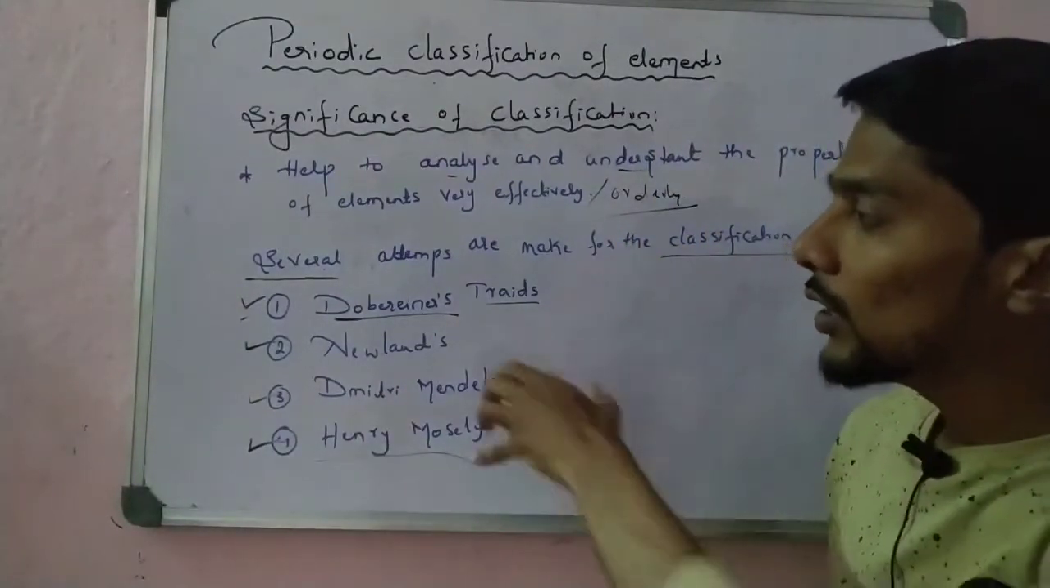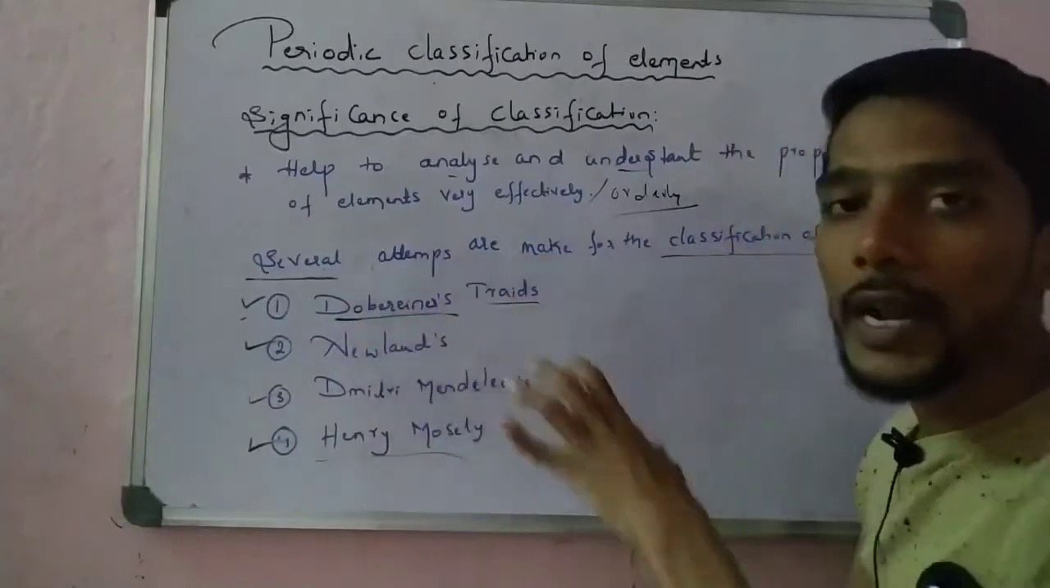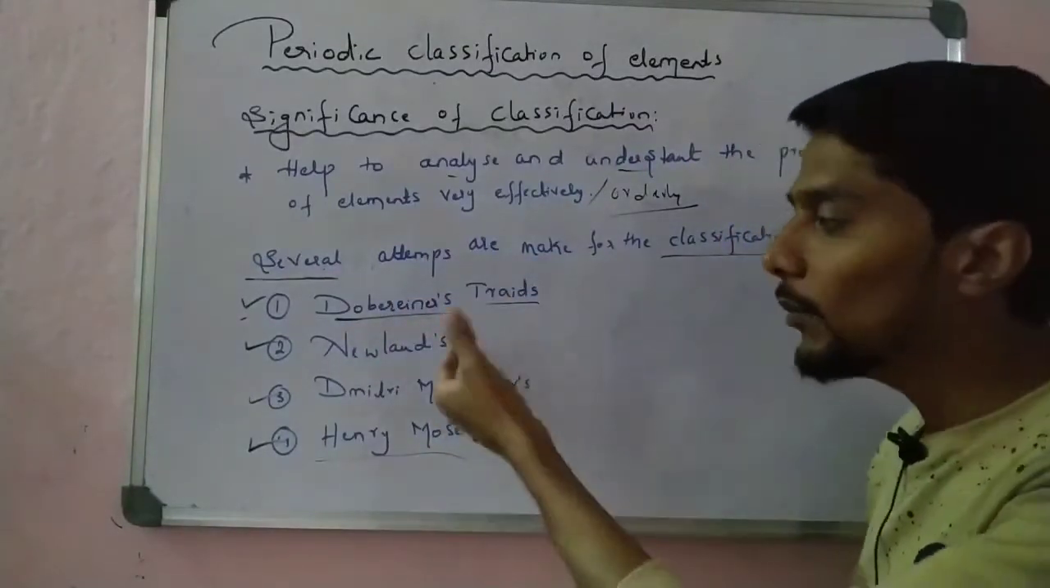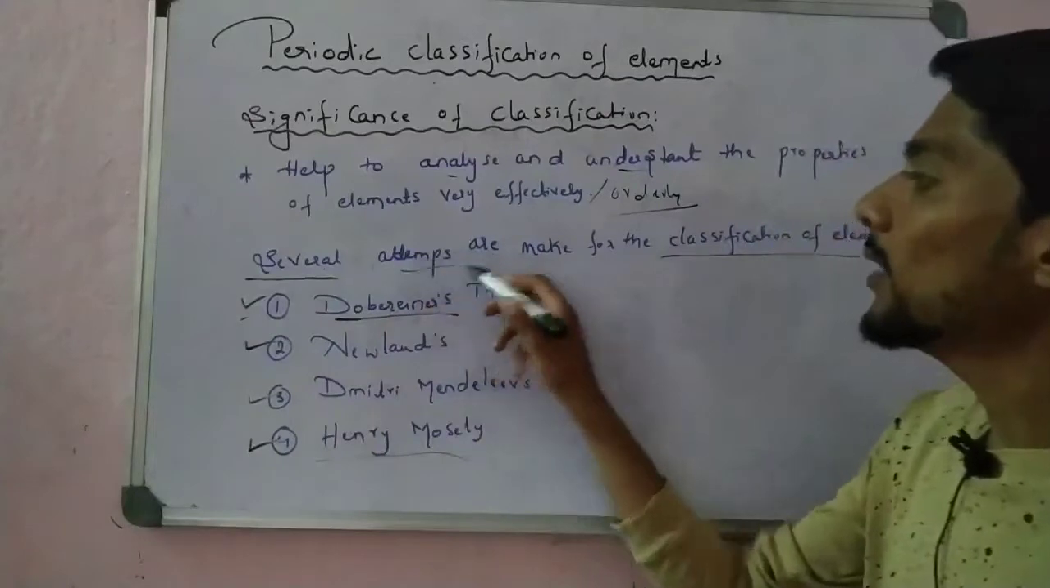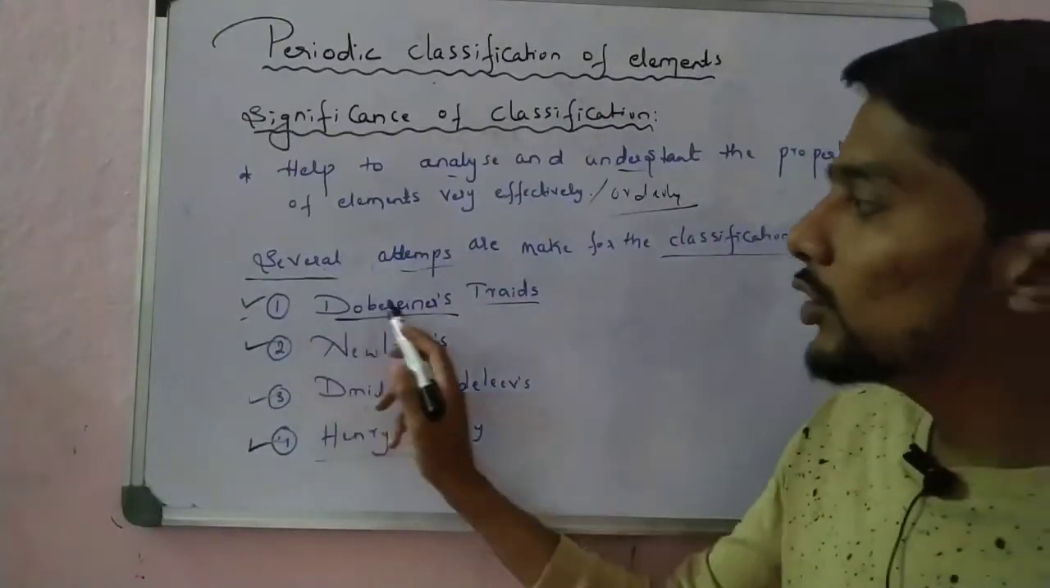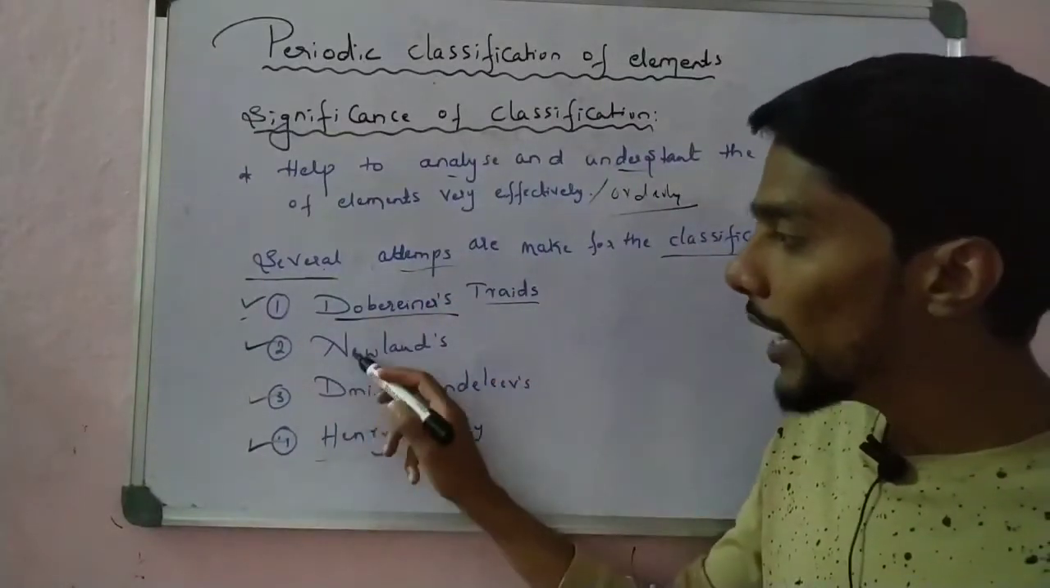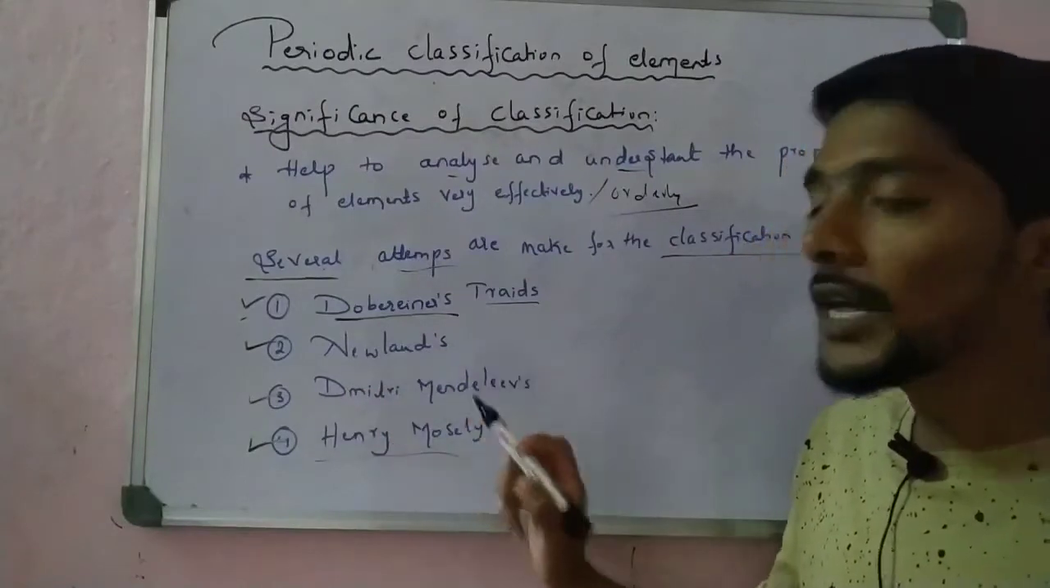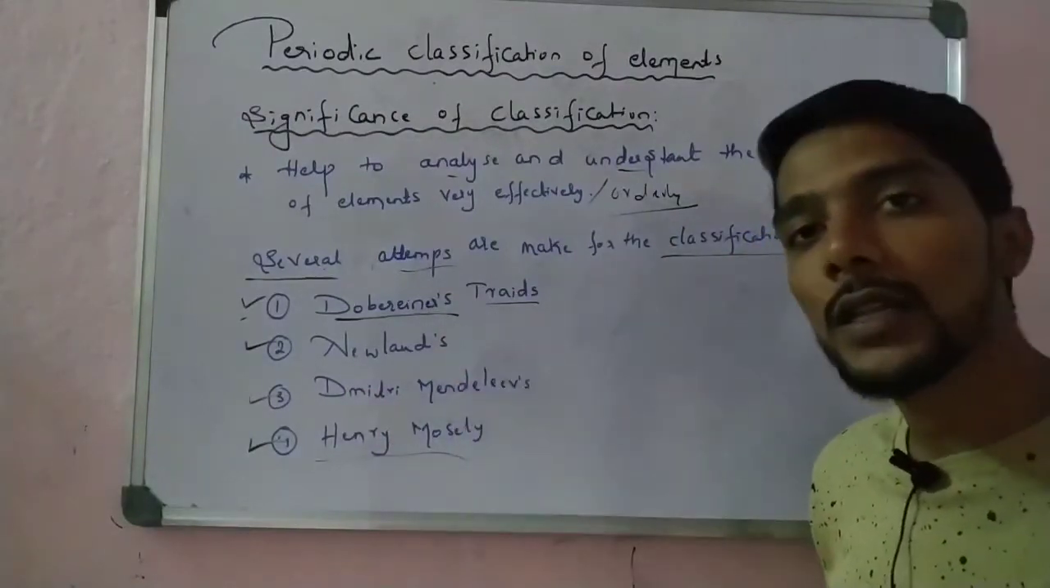So these are the different scientists who attempted their different ideas. With their different ideas and different principles, they attempted the classification of elements. So one is Dobereiner, next Newland, next Dmitri Mendeleev, and next Henry Moseley. One by one we learn in this class.